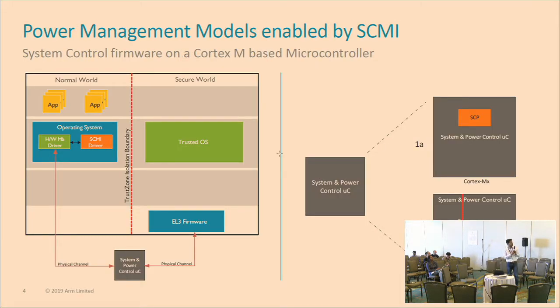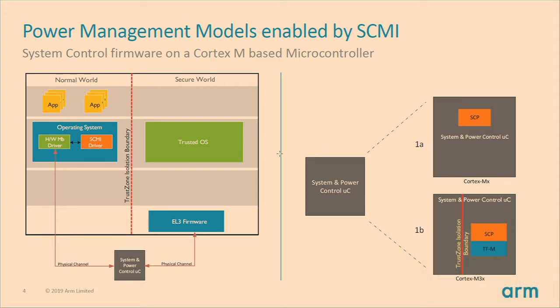So now these are the new power management models that can be enabled via SCMI. And this is again a very high level abstraction. It just shows you what you can enable. If you look at the diagram on the left, it shows you a standard normal world OS that talks to a hardware mailbox driver or any other transport. You could build your own transport for your own SoC. That's not a problem. And that talks to the power controller. And on the secure side, you could have an EL3 firmware that also uses the same channel to talk to a power controller. So this is your standard mechanism that we follow even today.